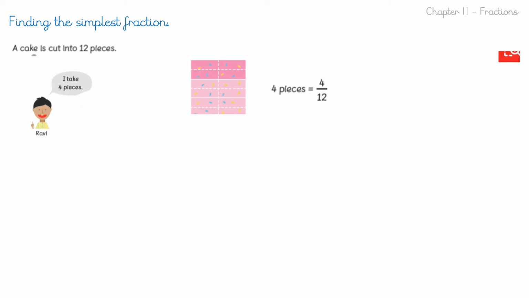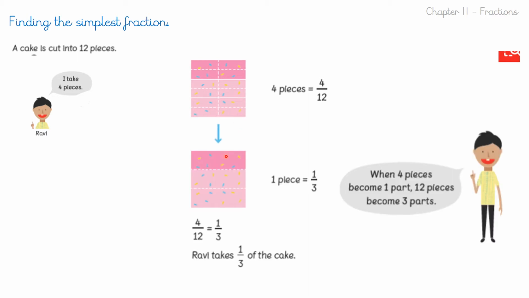Let's have a look at Robbie's cake. He took 4 pieces out of 12. We can see it here, 4 pieces out of 12. Now, what can we do in order to find the simplest fraction? We could do as we did before. We could group the pieces of cake into groups of 4. These 4 will become 1 part, these 4 will become another part, and these 4 will become a third part. So he will be eating 1/3 of the cake.